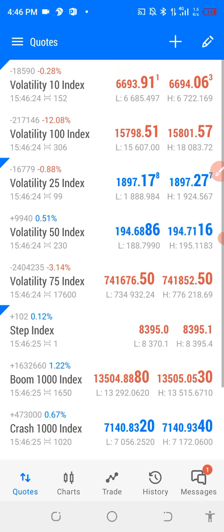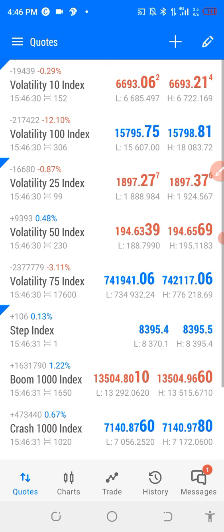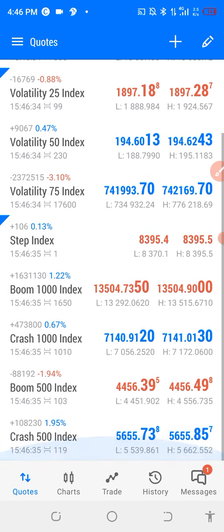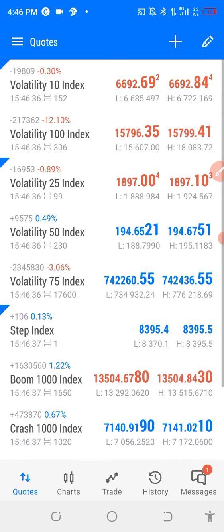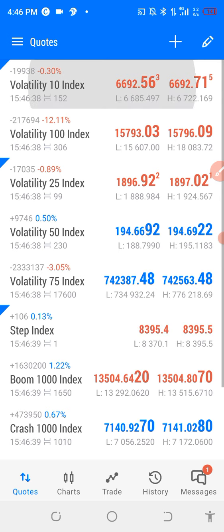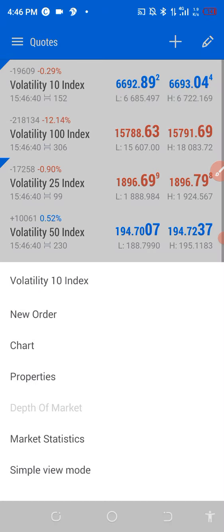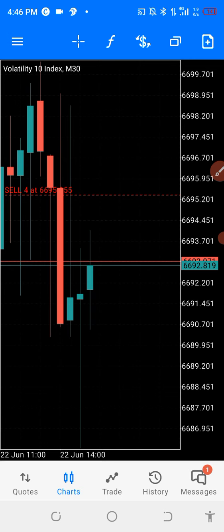So I just thought I should bring it to your notice. Some persons have been asking me, they have been seeing volatility on my channel and don't truly understand what it means. So I'm explaining it to you here and now. There are some indices that have special movements and special differences. I will be explaining that. This is currently the Volatility 10 Index.